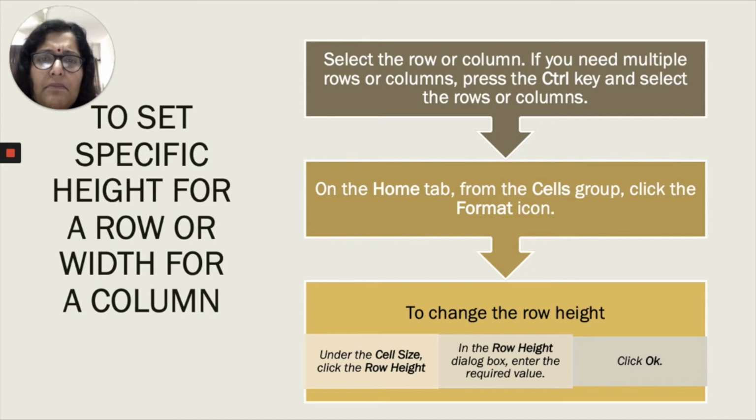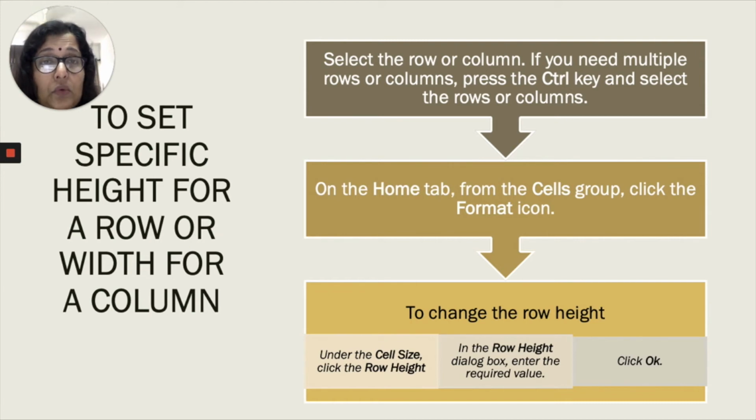If you want multiple rows or columns, that is also possible. Press the Control key and select the rows or columns. On the Home tab, from the Cells group, click the Format icon.